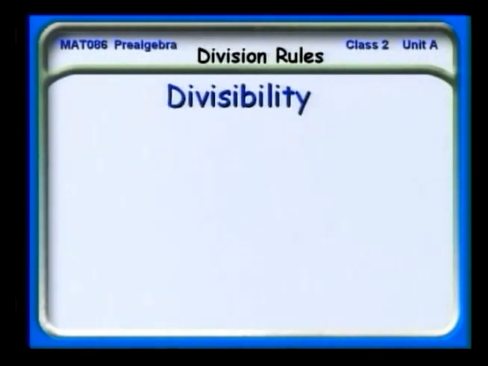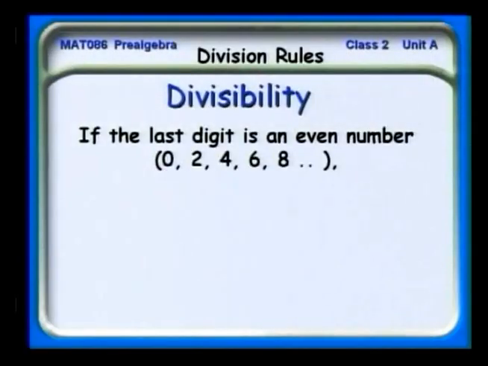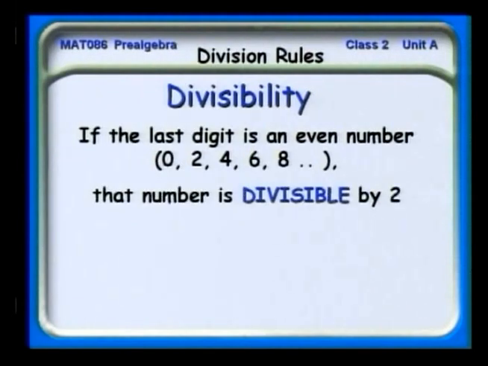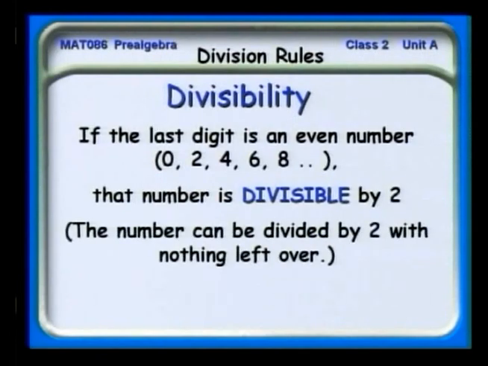Now let's talk about divisibility. If you look at any quantity, can you tell right away what kinds of things are going to divide it evenly? For example, if the last digit is an even number, 2, 4, 6, 8, or 0, then that number is divisible by 2. In other words, if the number ends in 0, 2, 4, 6, 8, and so forth, and we divide it by 2, it's going to split up with nothing left over.